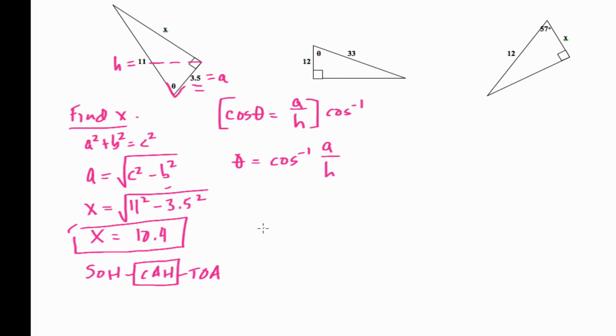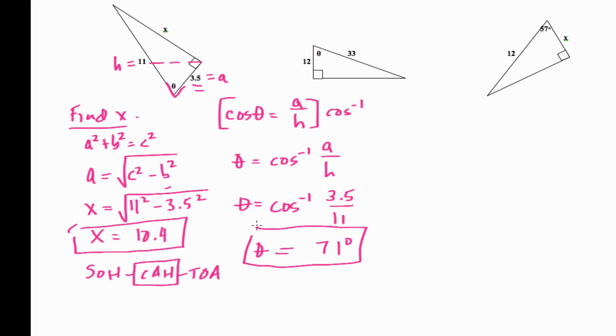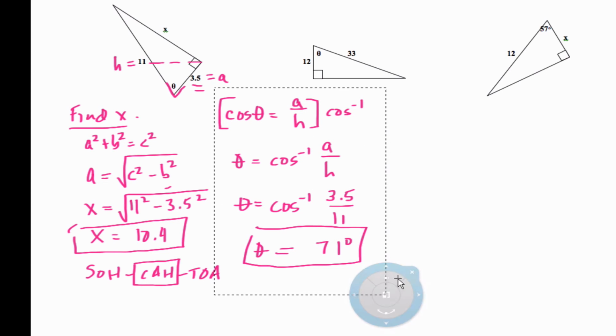So now that we've isolated it, we can just plug some numbers in. What does theta equal? It equals the inverse cosine of the adjacent side is 3.5, and the hypotenuse is 11. And when I put that in my calculator, I get 71 degrees. So that is what that angle would equal in this case. Now I'm just going to delete this here because it's kind of taking up the whole page, and we'll do the next one.